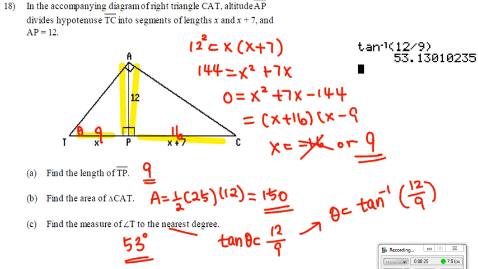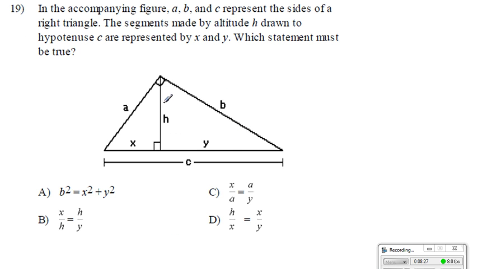All right, let us look at number 19. Here we have, wow, many relationships. If you want to see the relationship, for example, in the case of h, we realize that h squared must be equal to x times y by the smiley face method. Which choice will that be? In fact, the only possibility that involves that would be choice B.